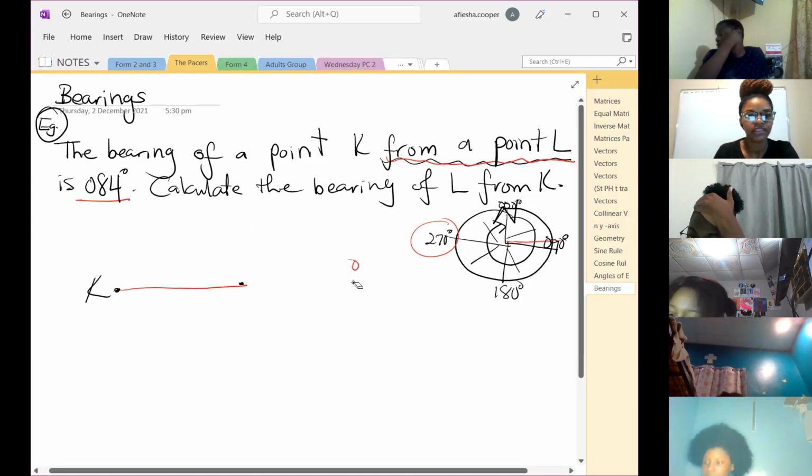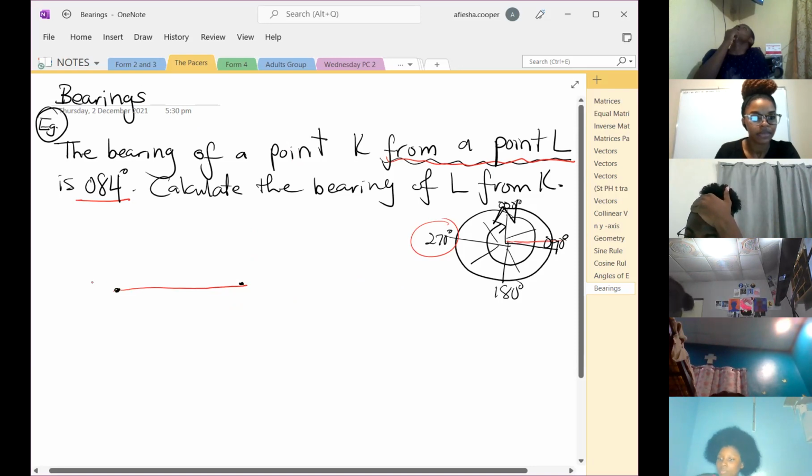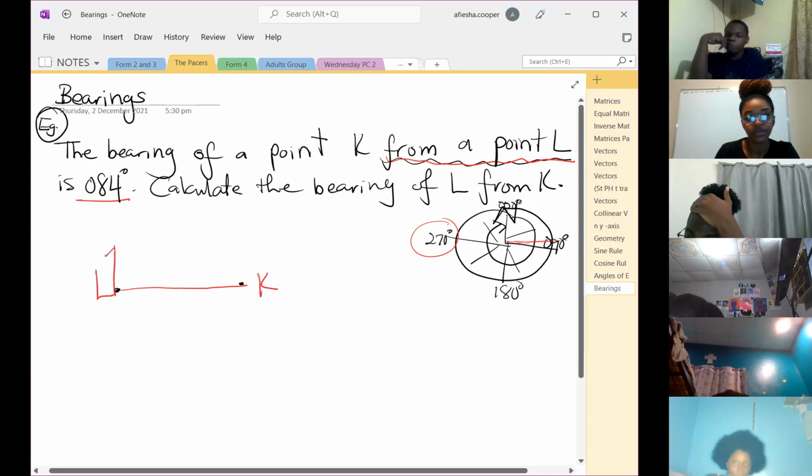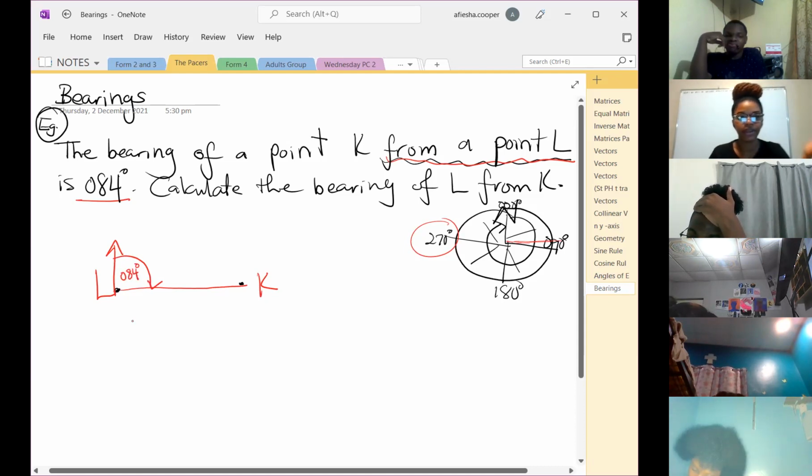So let's switch it and see. Let's put L here and let's put K here. So make your north line at L and then go clockwise. So this is an average for the 084 degrees, right? Everybody got that? Any questions?